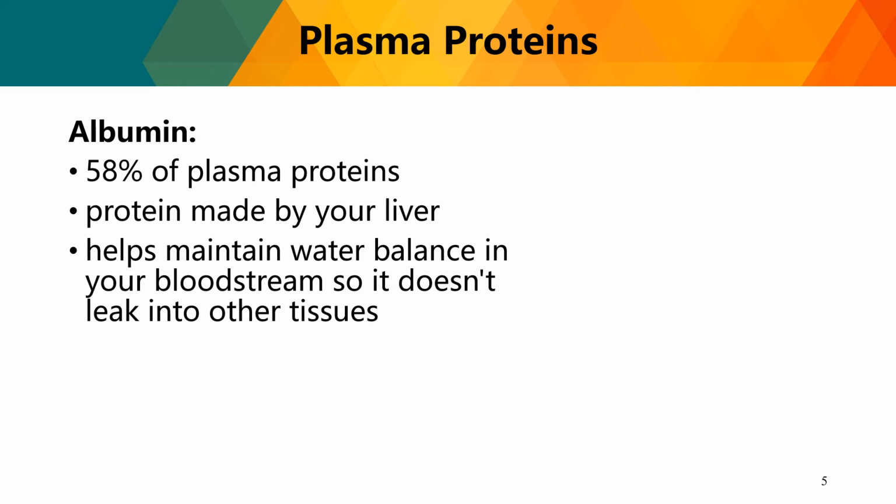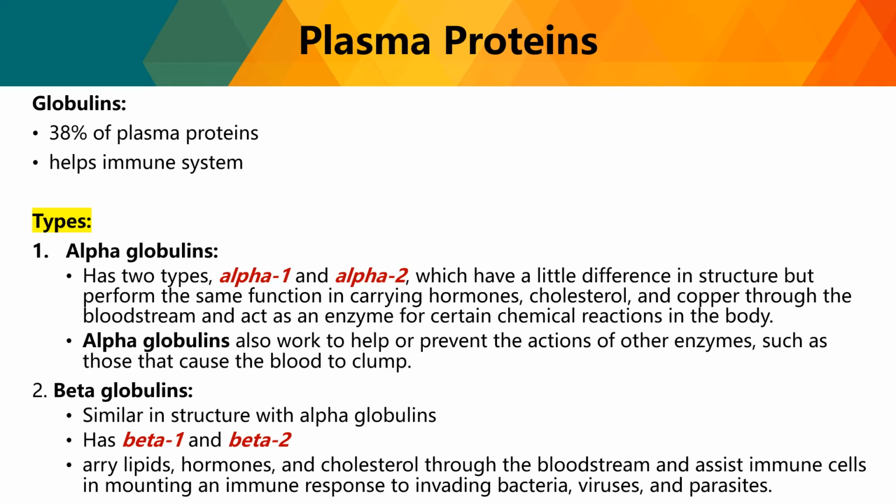For the plasma proteins, first you have your albumin. It makes up 58% of your plasma proteins, and it is a protein made by your liver. It helps maintain water balance in your bloodstream so it doesn't leak into your tissues. Other plasma proteins include your globulins, which happen to be 38% of your plasma proteins, which help in your immune system.